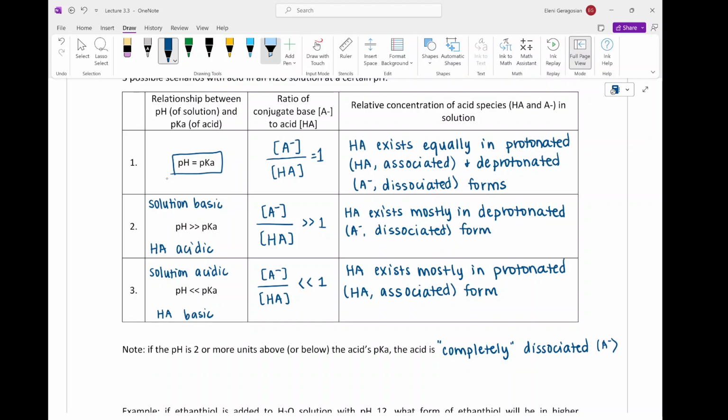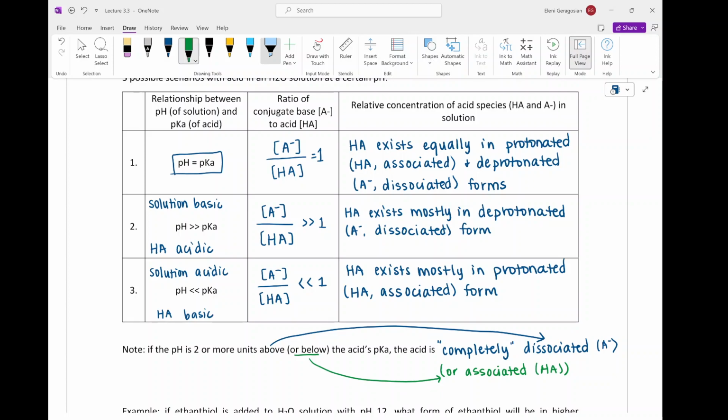If the pH is 2 or more units below, then we'd say it is completely associated. So in its HA form. So above would be dissociated, below is associated.